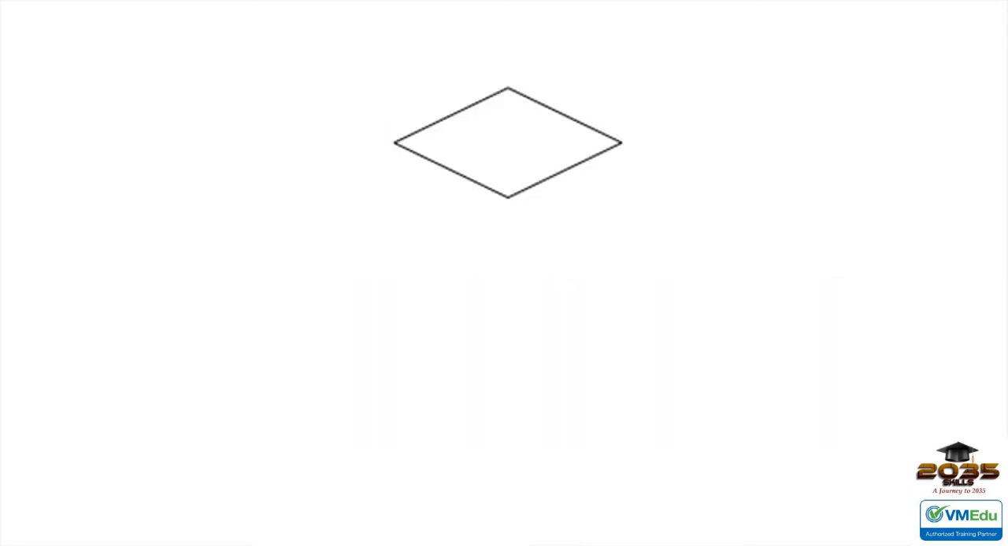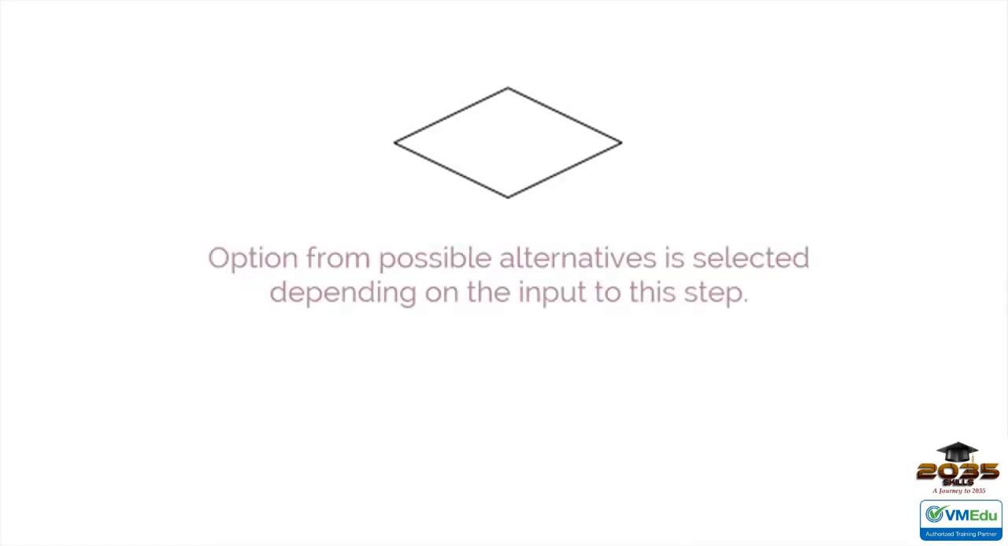The next symbol is a diamond. The diamond represents a decision step. One option from possible alternatives is selected depending on the input to this step.